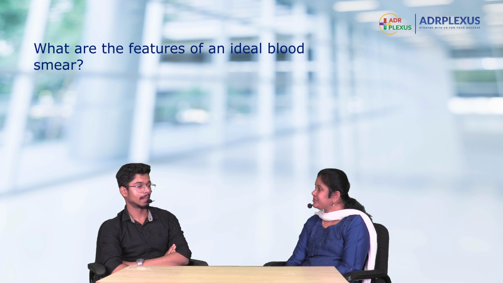What are the features of an ideal blood smear? The ideal blood smear should cover at least one half to three-fourths of the slide, and it should be feathery. Initially it should be thickest and gradually it should thin out. There shouldn't be any gap, dust particle or streaks. It should be one cell thick. What is the shape of the smear? Tongue shaped, with feathery edges being the ideal one.